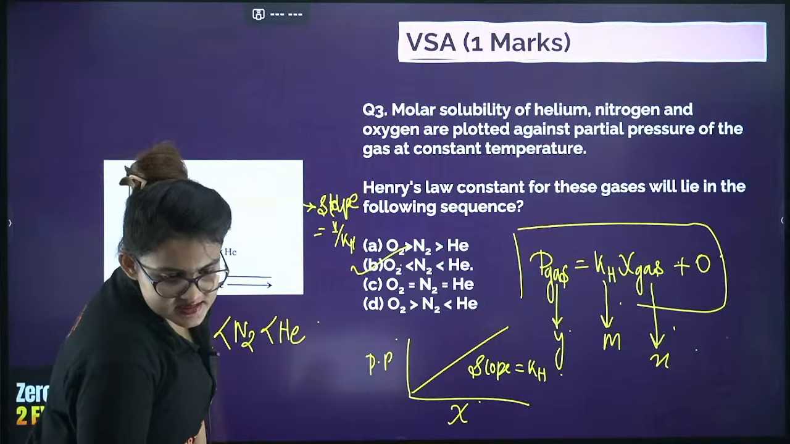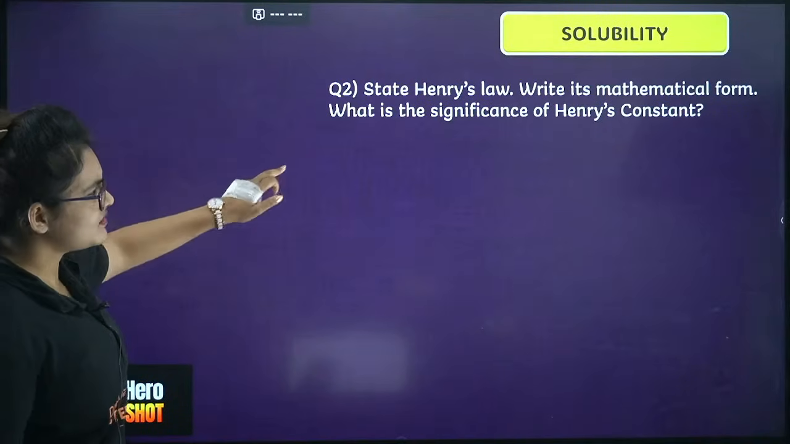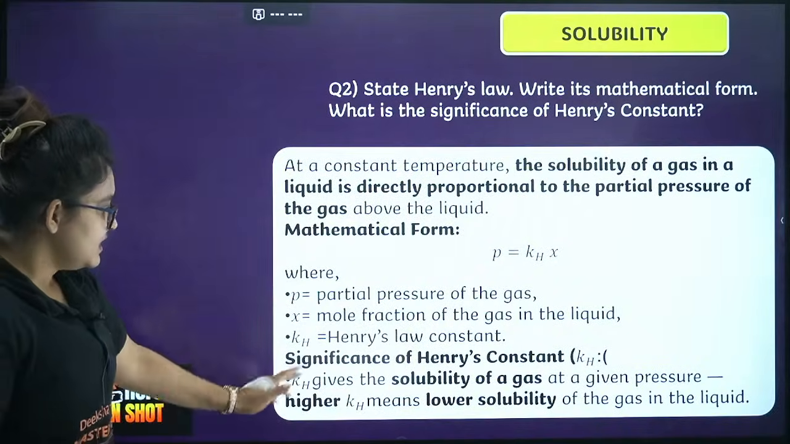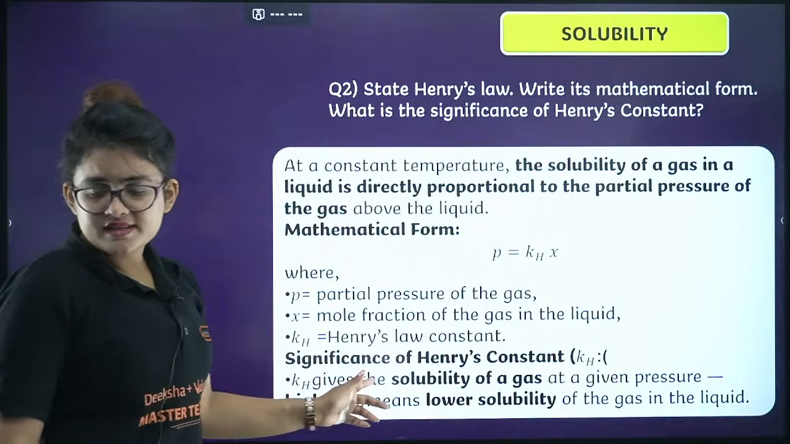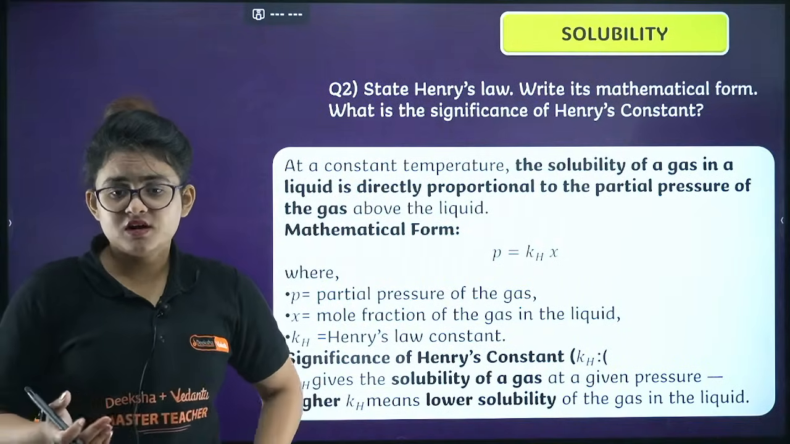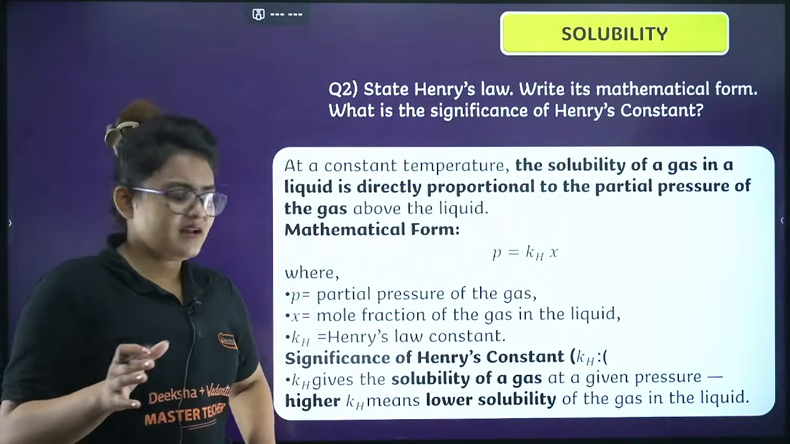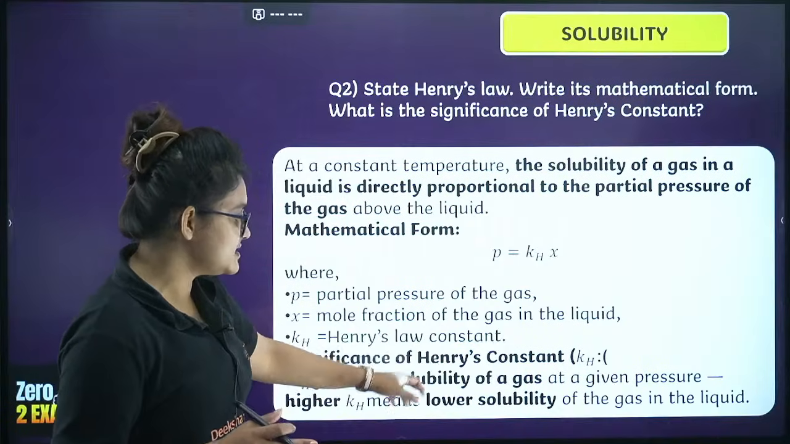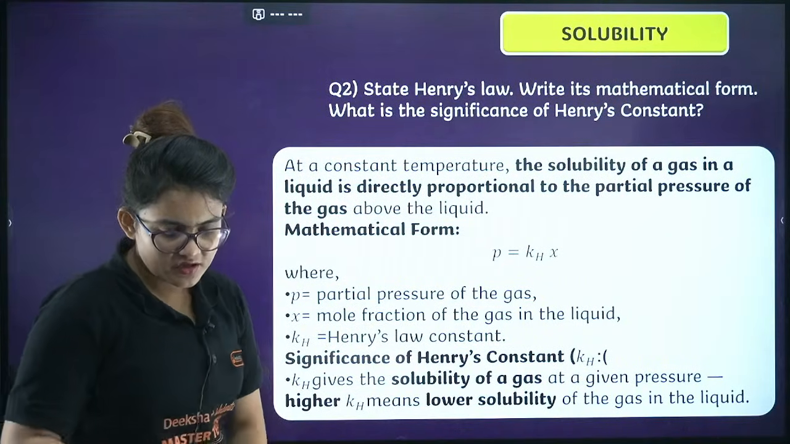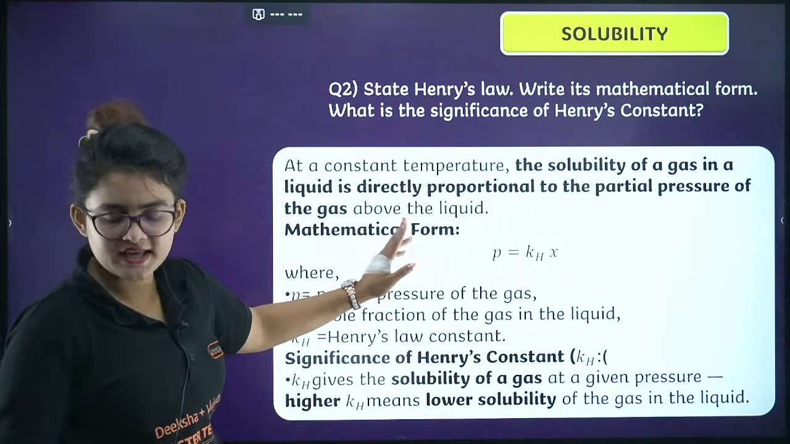Okay, I guess it's clear to you. Let's proceed. This is a general thing I already told you. Here you can see the answer. The significance of Henry's constant is that it can give the solubility of a gas at a given pressure. A higher kH value means lower solubility because they are inversely proportional, that I already told you. Okay, I guess it's clear to you.